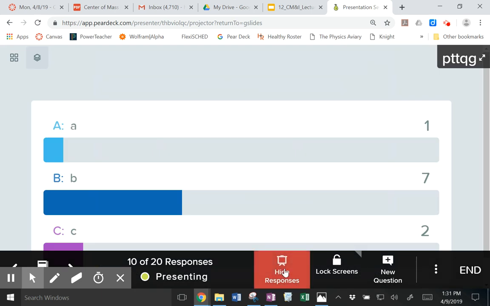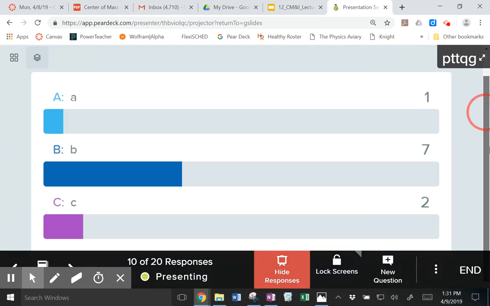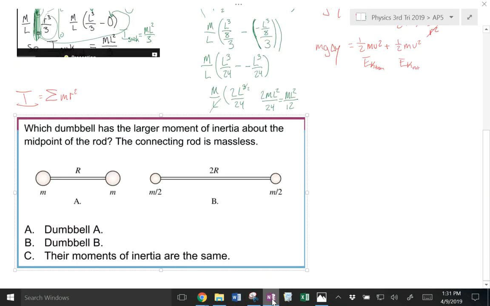All right, here's where we are at the moment. Looks like 1 vote for A, 7 for B, 2 for C. So leaning pretty strongly towards B. So can you use this idea of summing the MR squareds together to get that dumbbell B should have a bigger moment of inertia? Did that work?